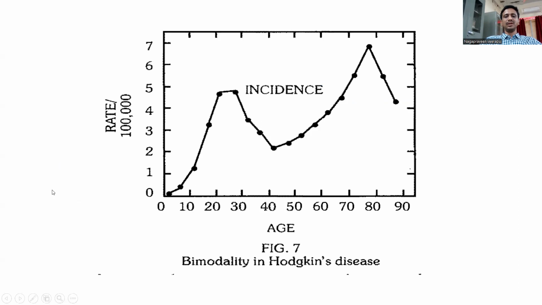You can see bimodal distribution in the age group. Suppose we take the example of Hodgkin's disease. Here Hodgkin disease peaks in the 20 to 30 age group. Again, it decreases in the middle age group. Again, it increases between 70 and 80 years old. So this type of distribution is called bimodality of distribution.